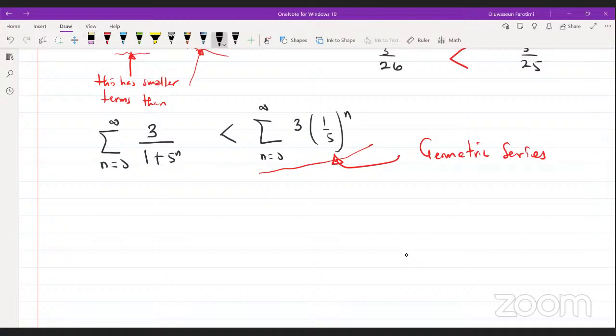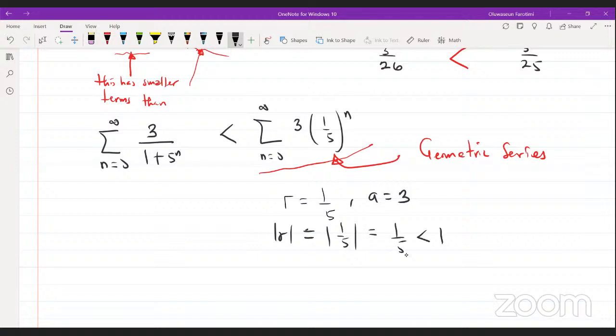Okay, so for this geometric series, what do we know, guys? We know the R is 1/5, and we know the A is 3. Does this converge? I only need to check if R is less than 1. So this is 1/5, which is less than 1. Absolutely, convergence.